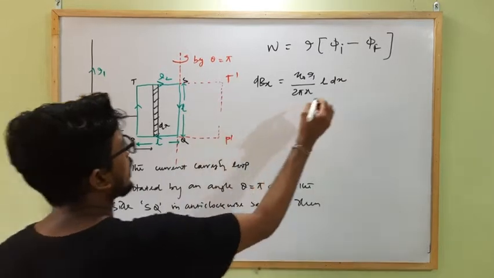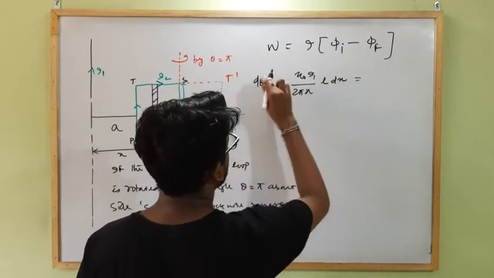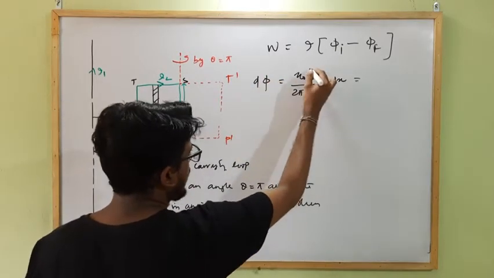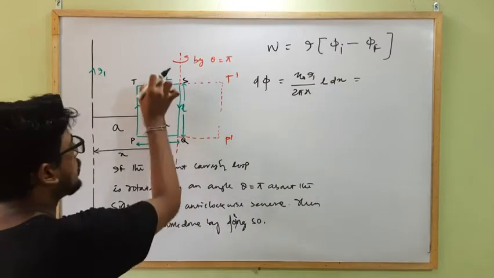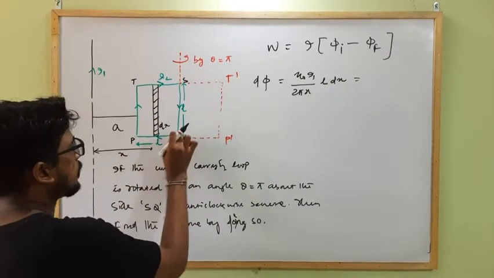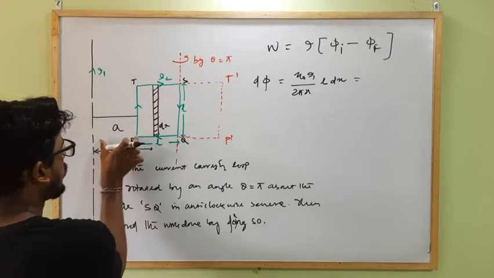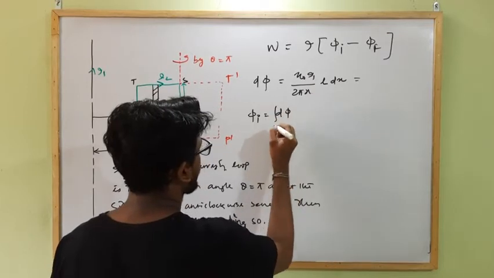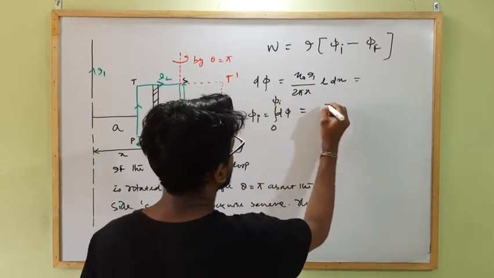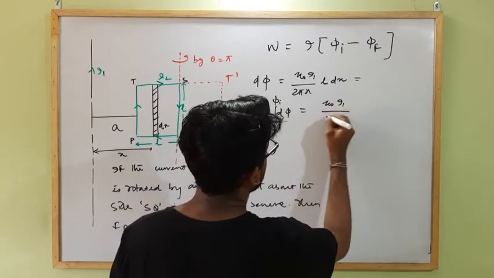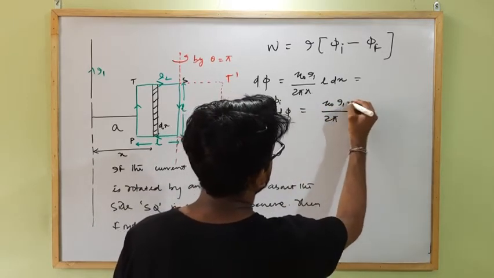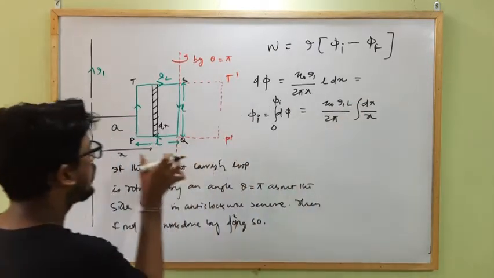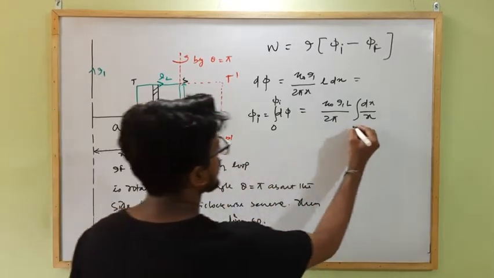Clear? So now we have to find this, which will be dφ, where this will be dB times length times width. This will be the flux linked over this small strip. So we have to find the initial flux from x equal to a plus L. So φ initial will be the integration of dφ, that is μ0 I1 divided by 2π, here L dx by x, where the limit varies from a to a plus L.